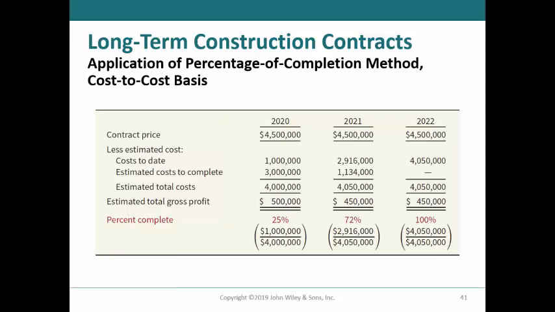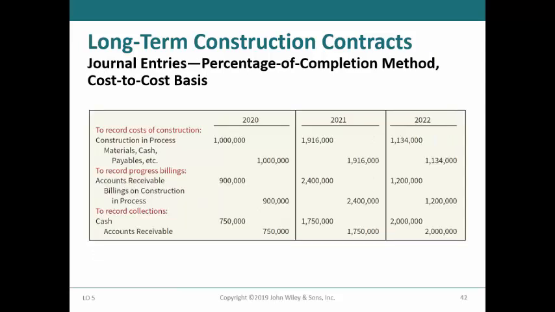Notice that in 2021, the estimated cost to complete increased by $50,000. As the company adjusts its estimate of cost to complete the contract, the estimated gross profit on the contract is affected. Since the previous estimate for 2020 used a smaller denominator, the current gross profit will include an adjustment of the previous estimate. This slide illustrates the journal entries that would be made by Hard Hat over the 3 years to record the cost of construction, progress billings, and cash collected.